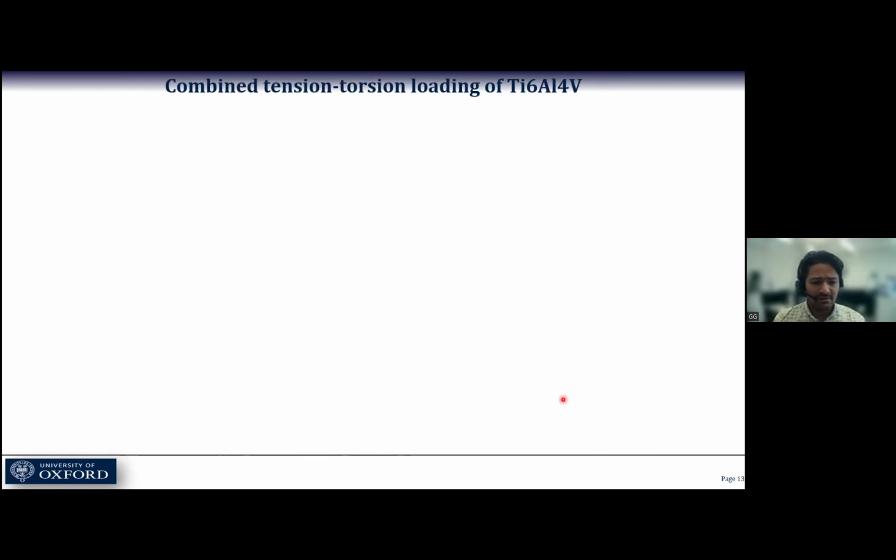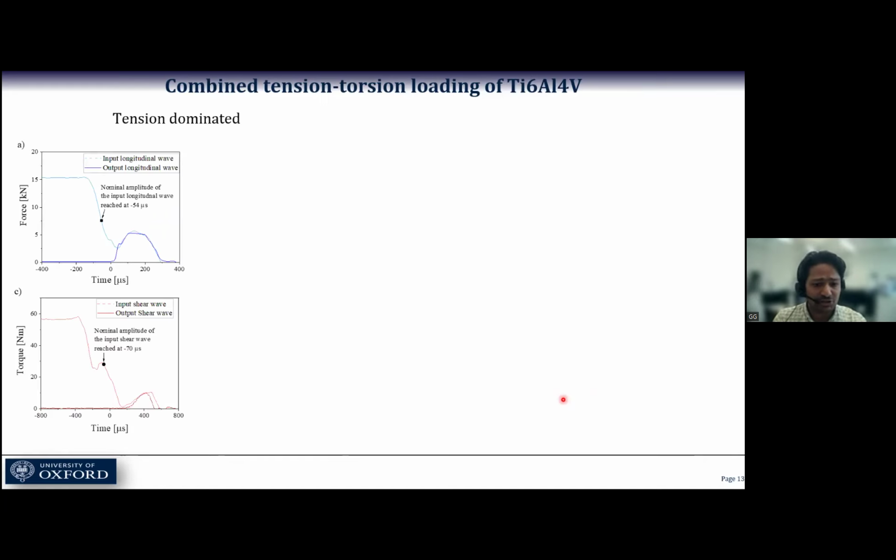Now, let's look at one representative example conducted using this machine. This shows the arrival of the input longitudinal wave and the input shear wave. And why is it important? Because both the waves travel at different velocities.